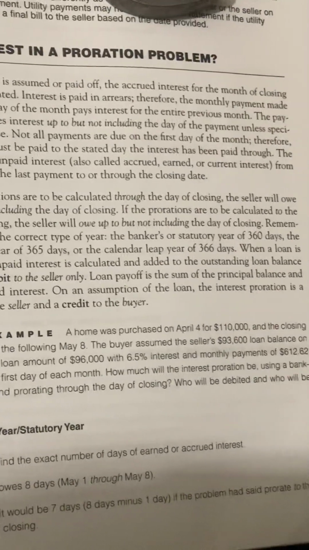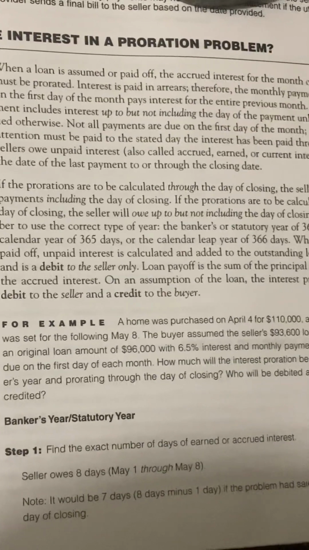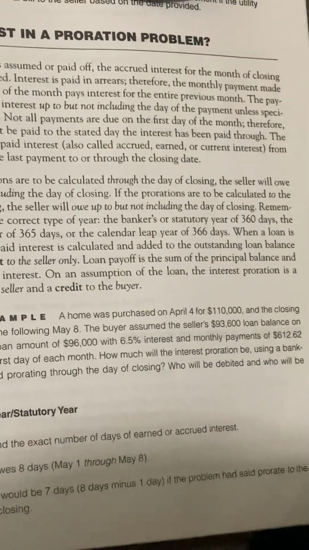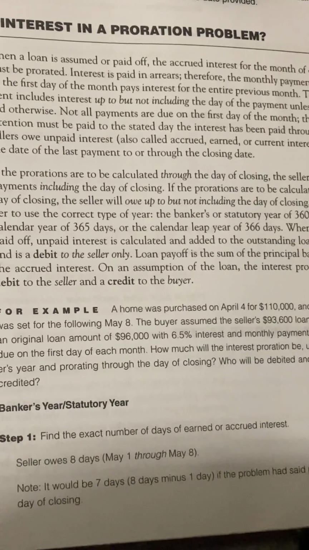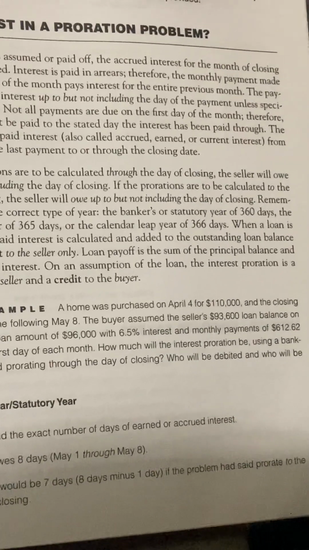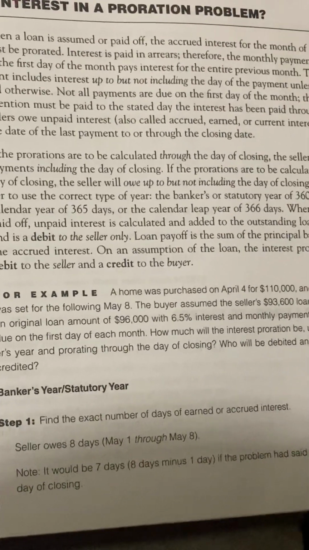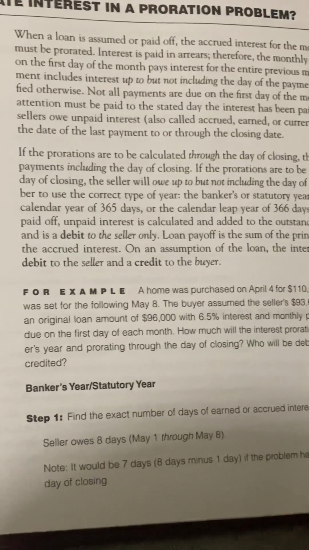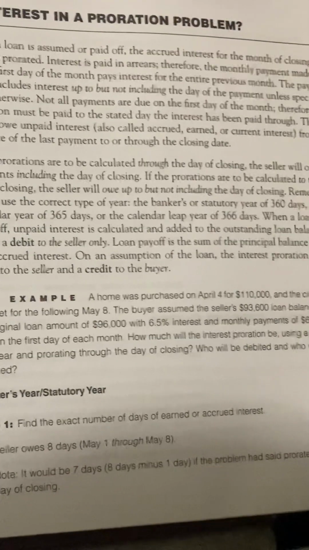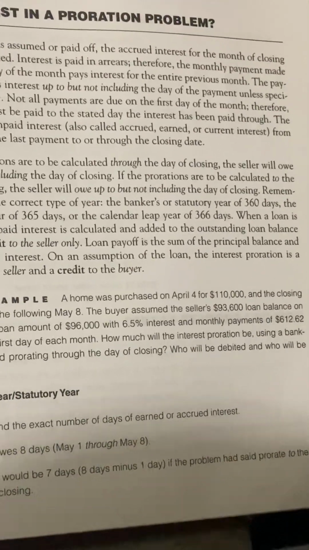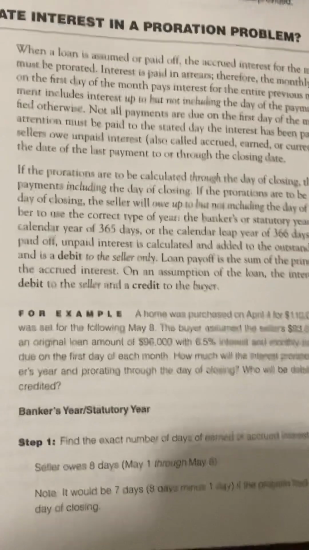Not all payments are due on the first day of the month. Therefore, attention must be paid to the stated day the interest has been paid through. The sellers owe unpaid interest, also called accrued, earned, or current interest, from the date of the last payment to or through the closing date. If the prorations are to be calculated through the day of closing, the seller will owe payments including the day of closing.